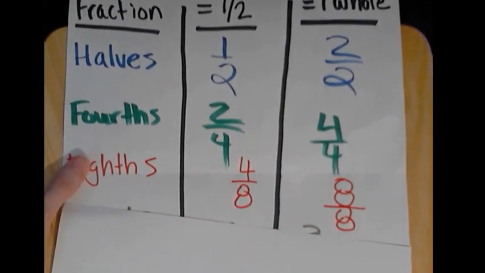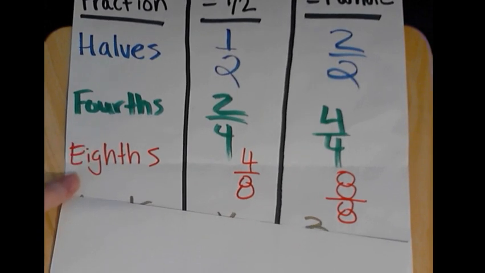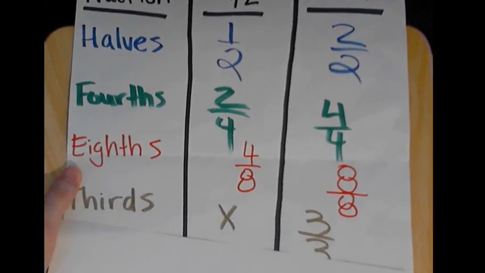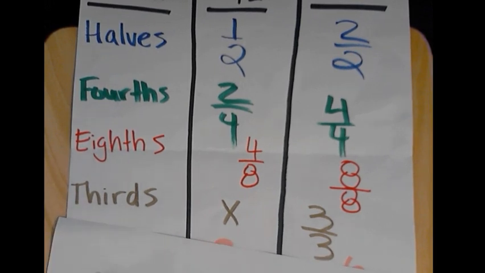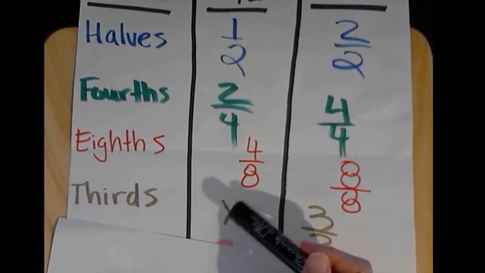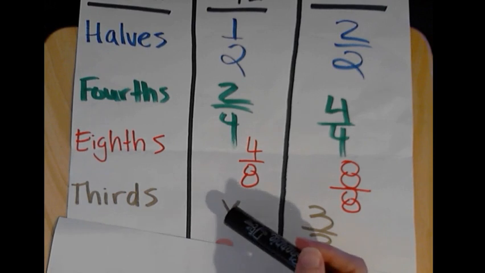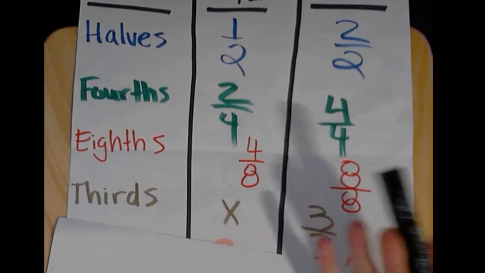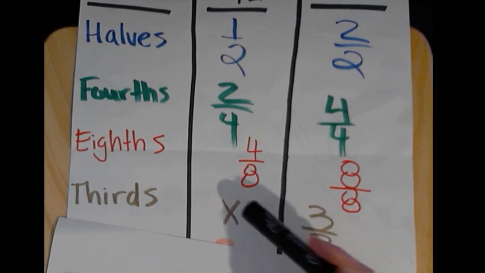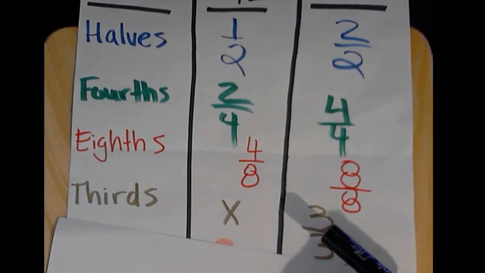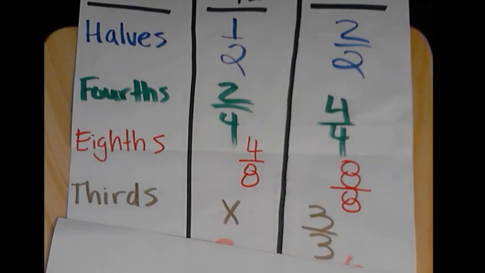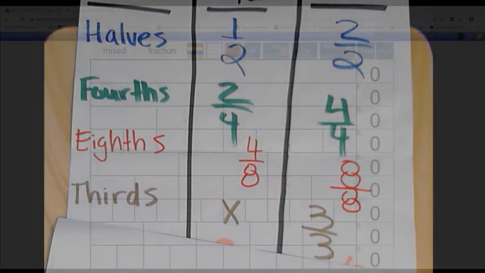The next one, and this will be the last one that we talk about, and then we're going to look at the fraction wall online. If we look at thirds, it's really confusing for how many thirds actually equal 1/2. It's like 1.5 thirds equals 1/2, but we're just going to put an X here for us. And 3/3 is equal to 1 whole. All right, so now we're going to look at the fraction wall.